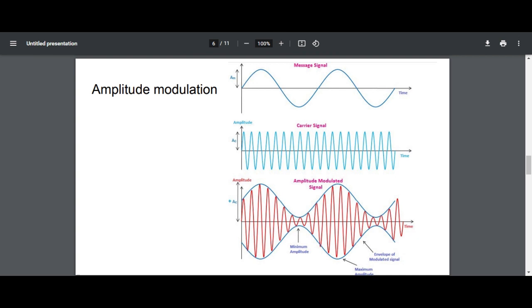Here is the graphical representation of amplitude modulation. You will understand it better with the image. The topmost image is of the message signal with maximum amplitude Am. The second image is of the carrier signal with maximum amplitude Ac. The bottommost figure is the modulated signal with maximum amplitude Am plus Ac. In the modulated signal, when we draw the envelope as shown in the figure, we find the upper envelope is the same as the message signal and the lower envelope is the inverted message signal. So the information which we are trying to transmit lies in the envelope of the modulated signal.